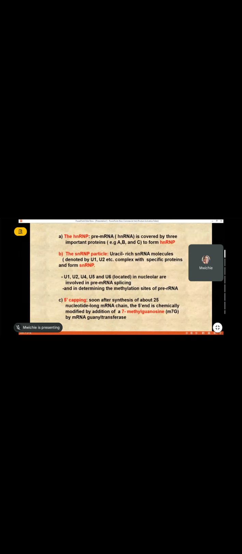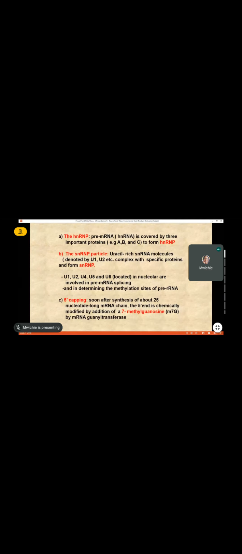And in determining the methylation sites of pre-rRNA, they are also involved in identifying where it should be methylated. So all these different complexes, different proteins and enzymes, work together in the processes.